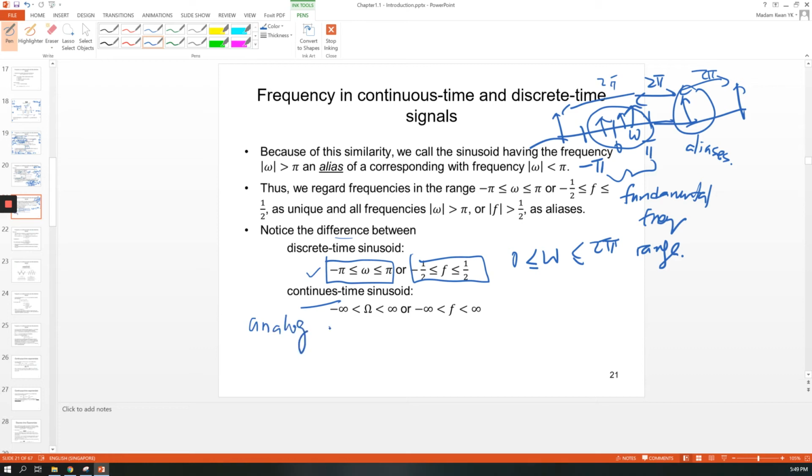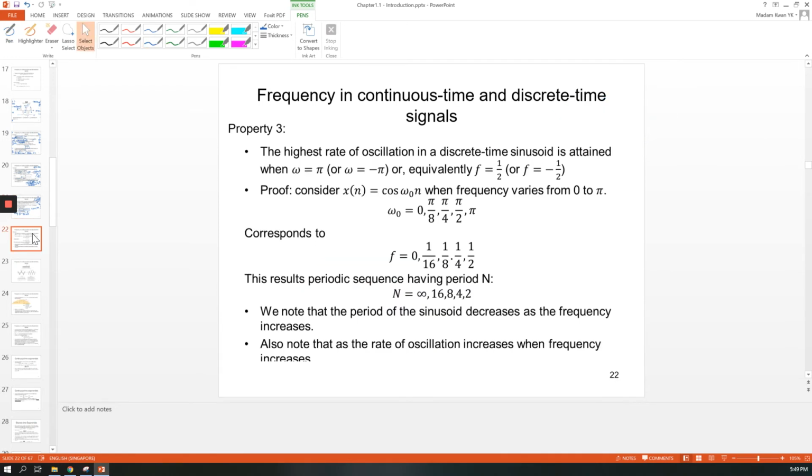For a continuous time sinusoid, in other words analog frequency, the frequency capital F, you see, this one is capital F. I forgot to change it again. So the capital F, or omega equals 2 pi f in radians, their frequency range is infinity. So analog is like this, discrete time is like this. Okay, move on.